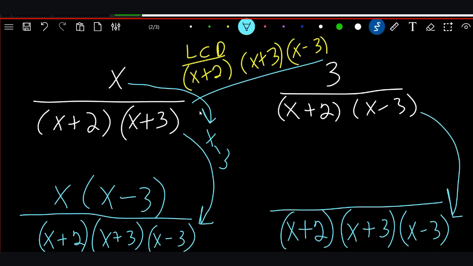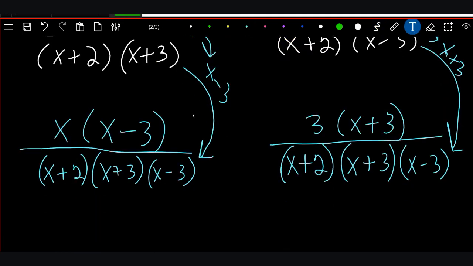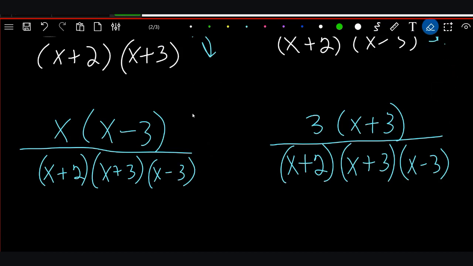What did we multiply by to get this? Well, we have an x plus 2 and an x plus 2. We have an x minus 3 and an x minus 3. So we multiplied by the x plus 3. So we do the same thing. We'd write 3 times x plus 3. And these would be our new fractions. These are our new fractions with our LCD.